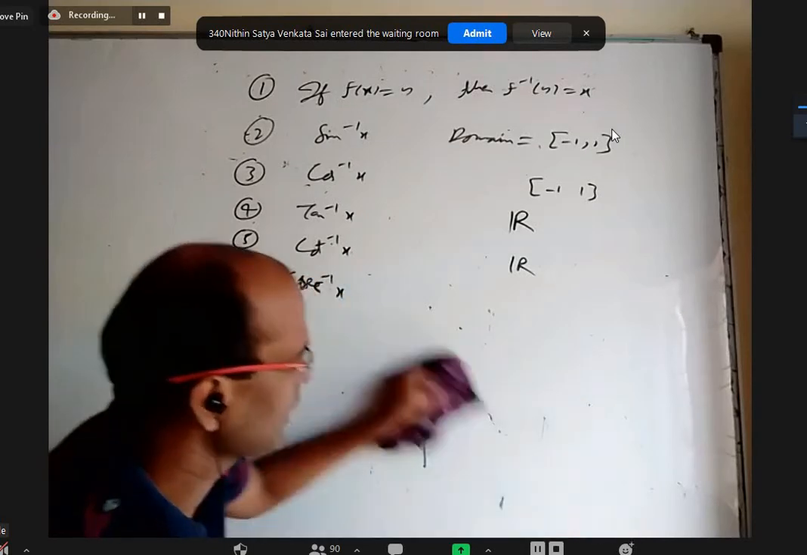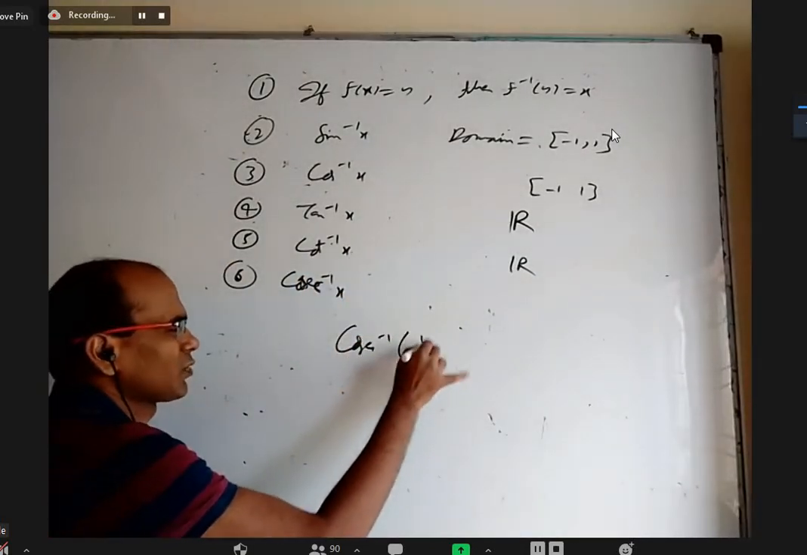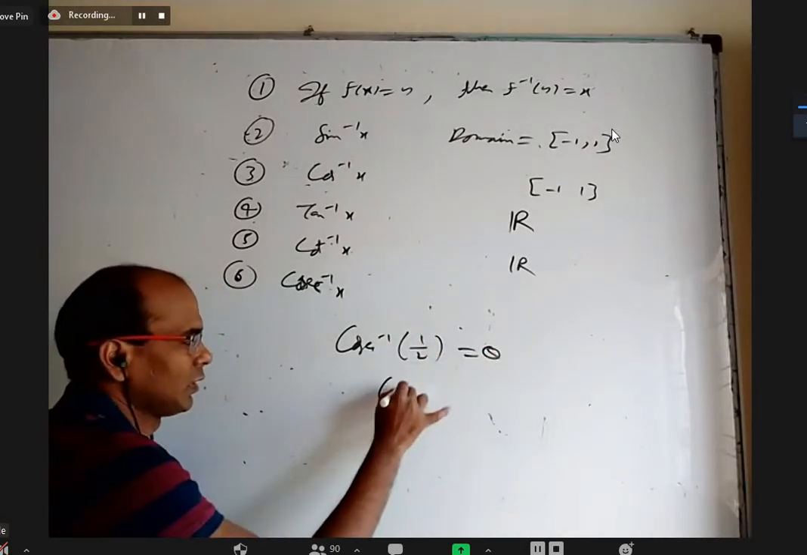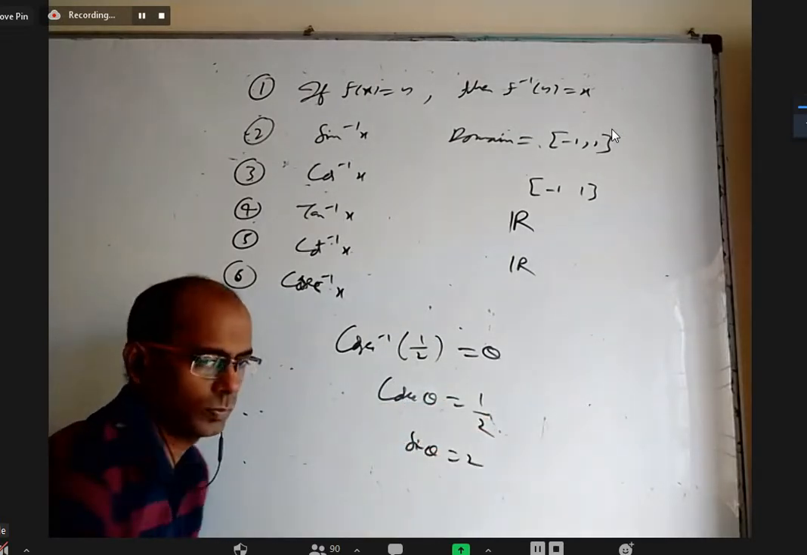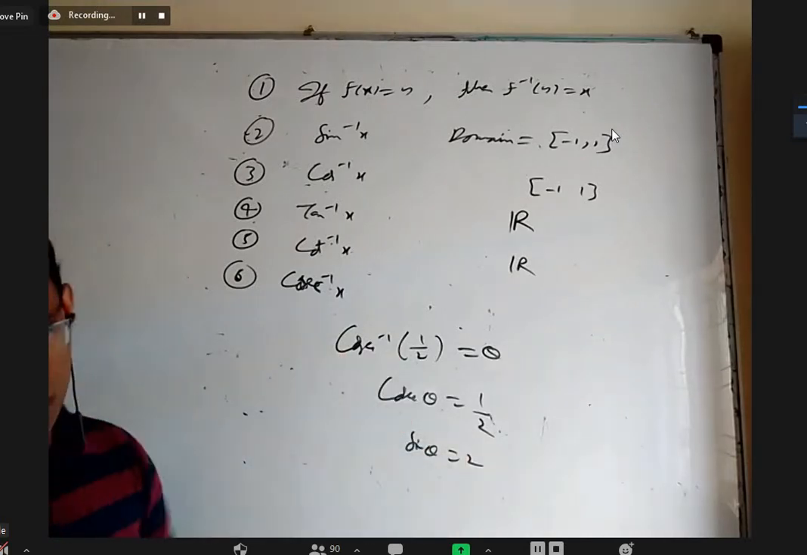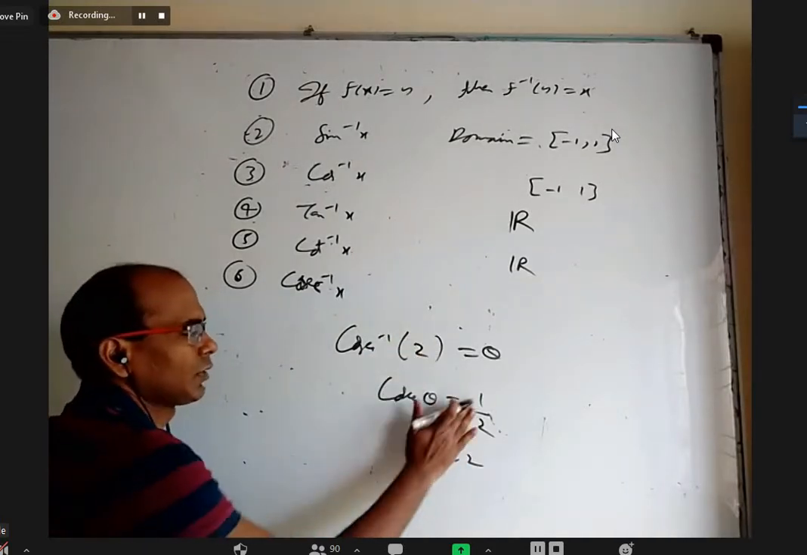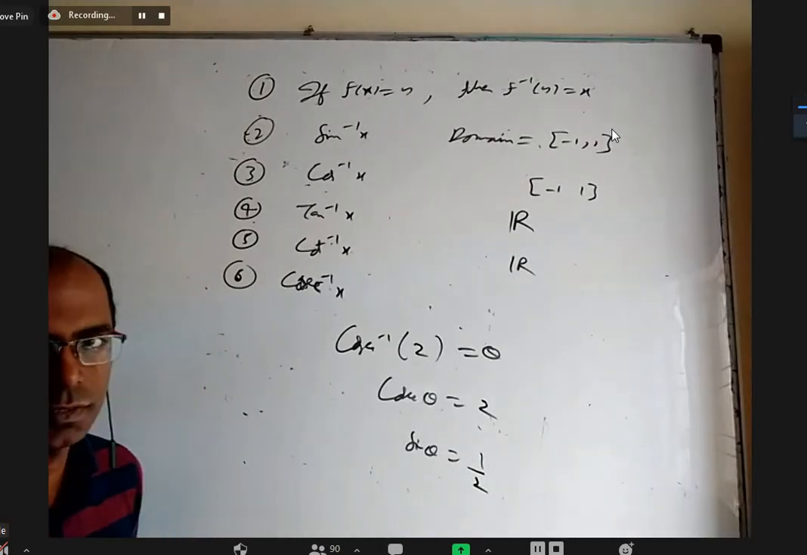So cosecant inverse of 1 by 2, if somebody asks, it's a meaningless question, because if you call this as theta, send this one to that side. Cosecant theta is 1 by 2. If you take reciprocal, sin theta equal to 2. But sin theta cannot be 2. So cosecant theta cannot be 1 by 2. Cosecant inverse 1 by 2 value will not be there. But if you ask 2, it's okay, because then cosecant theta will be 2, sin theta will be 1 by 2. You can say 30 degrees.